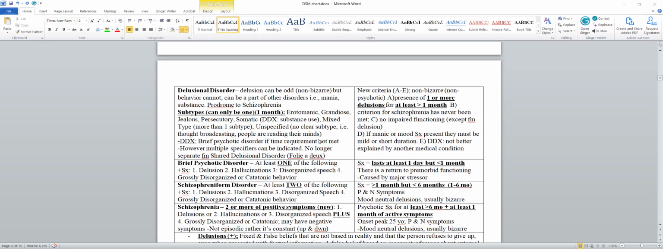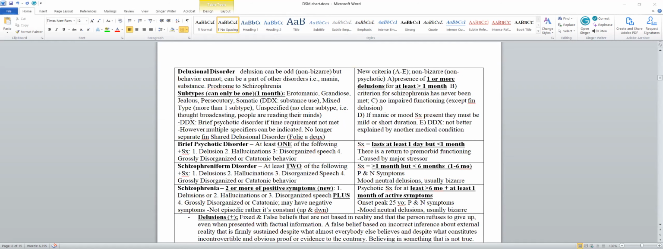Moving on from delusional disorder to brief psychotic disorder, there must be at least one of the following symptoms: delusions, hallucinations, disorganized speech, or grossly disorganized or catatonic behavior. The symptoms last at least 1 day, but less than 1 month. There is a return to premorbid functioning, and it can be caused by a major stressor.